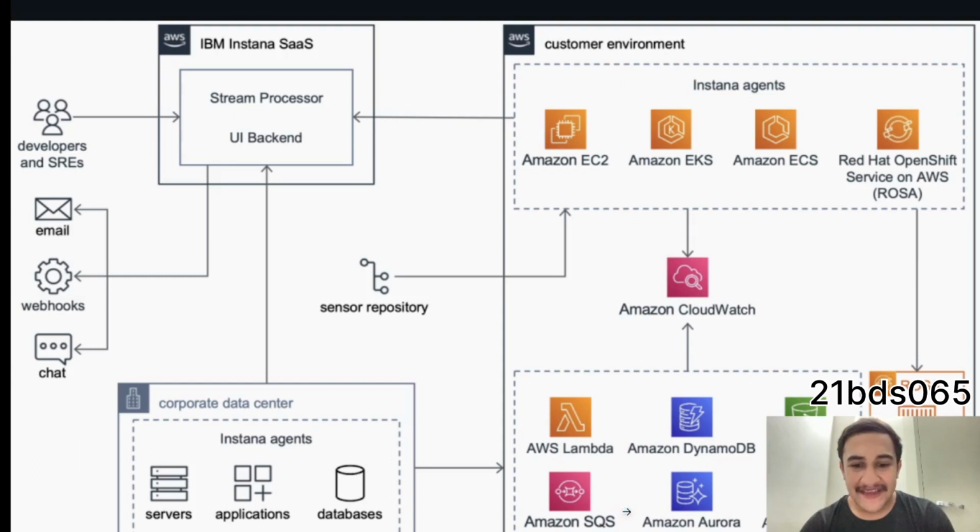Now, this is how the basic architecture of Amazon AWS services works. It offers various services like EC2, EKS, and ECS, which are monitored by CloudWatch, which also uses various services like AWS Lambda, DynamoDB, and SageMaker, etc. This is the customer environment of AWS. In the backend, AWS itself uses IBM machines and IBM Instana software as a service, where it manages its UI backend, stream processor, and its load balancing. And IBM has its own data centers wherein it hosts the data.